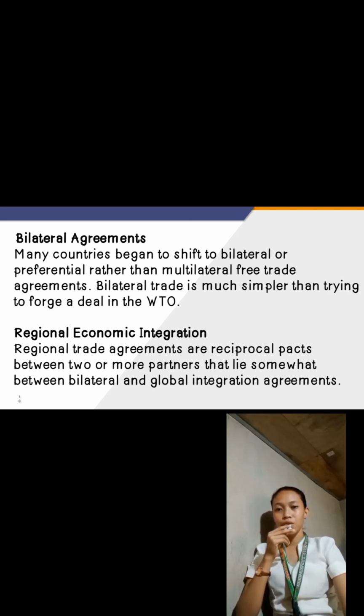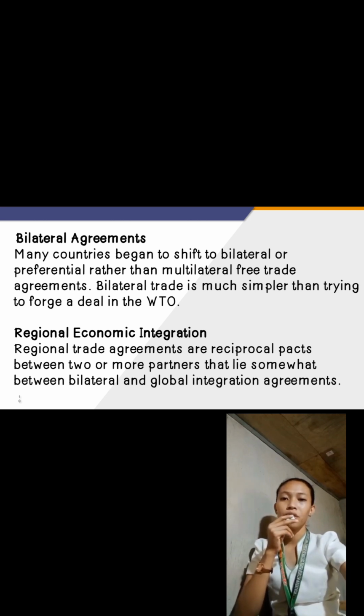So the next topic is regional economic integration. Regional economic integration is when neighboring countries agree to reduce or get rid of trade barriers like tariffs and quotas to make it easier to trade goods and services between them. This also means working together on economic policies, creating a shared market, and using a common currency. For example, the European Union.